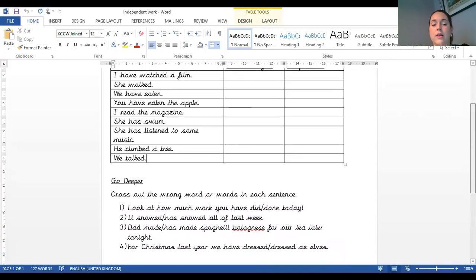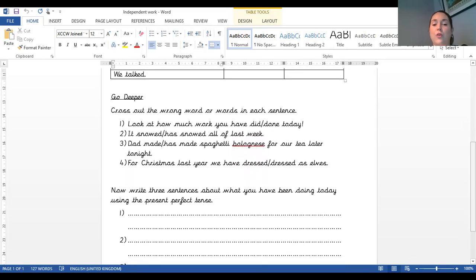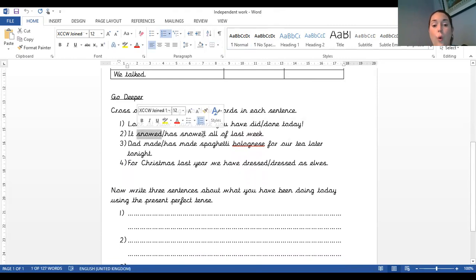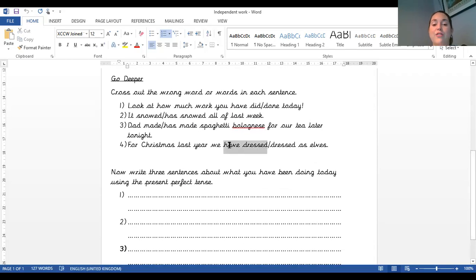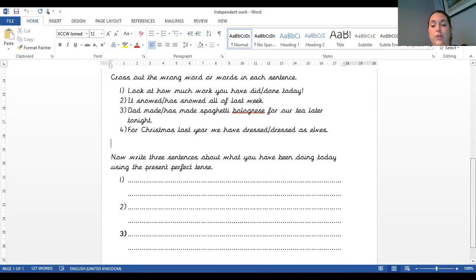or the simple past. In your go deeper section, you have got to cross out the wrong word or words in each sentence. Look how much work you have did or done today. So cross out either the word did or the word done. It snowed or it has snowed all of last week. You are either going to cross out snowed or has snowed. Dad made or dad has made spaghetti bolognese for our tea later tonight. Are you going to cross out made or are you going to cross out has made? For Christmas last year, we have dressed as elves, or for Christmas last year, we dressed as elves. Decide which bit you are going to cross out.